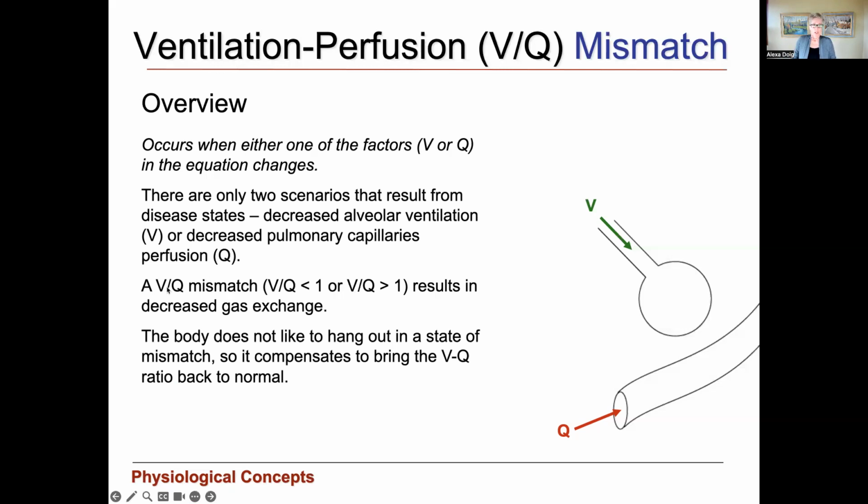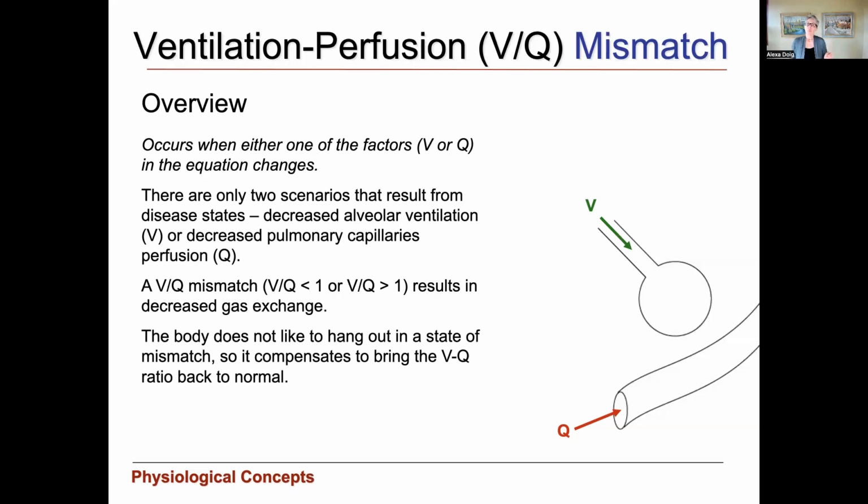So therefore, if we think normally our VQ ratio is 1, if our ventilation goes down and Q stays the same, then we have a VQ ratio less than 1. If ventilation stays the same, but perfusion goes down, then we have a VQ ratio greater than 1. In the end, they both result in decreased gas exchange. They are both VQ mismatches.